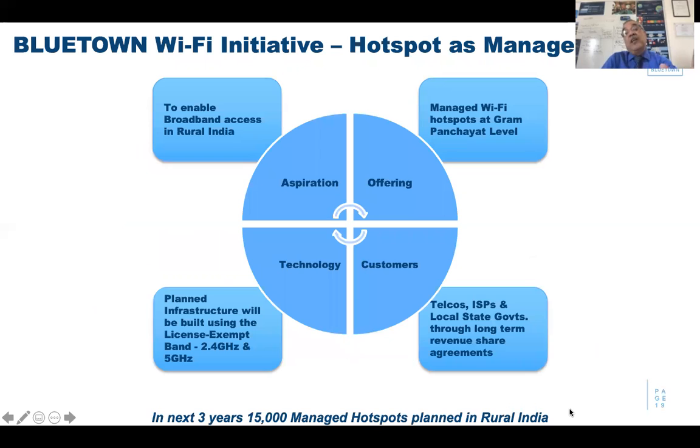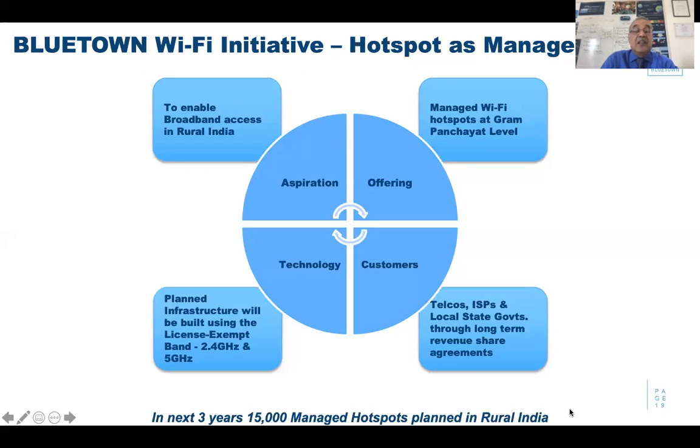Now my real case study about our project, the BLUETOWN Wi-Fi initiative. We are working as a provider of hotspot as a managed service. So we enable broadband access in rural India, managing Wi-Fi hotspots at Gram Panchayat level and then village level. Our customers are telcos and ISPs, who provide end-to-end connectivity to the end user, and local state governments also, through long-term revenue share agreements. These are all OPEX-based agreements.